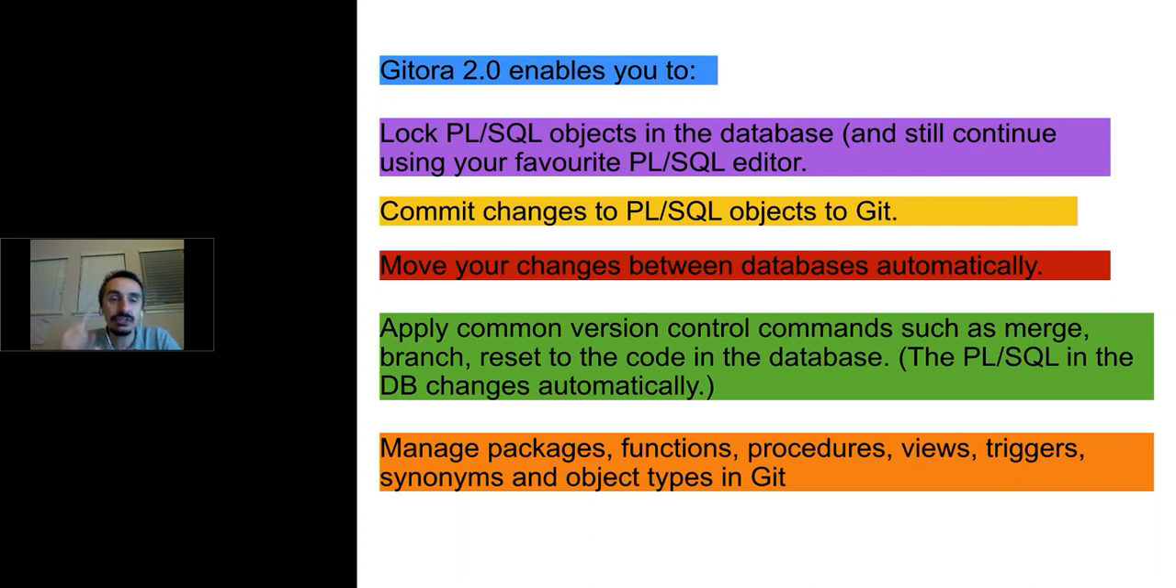you to manage packages, functions, procedures, views, triggers, synonyms, and object types in Git. We call these soft objects because you can issue a create or replace command to these objects. Anything else we call hard objects, like tables, because you can't do a create or replace with them.